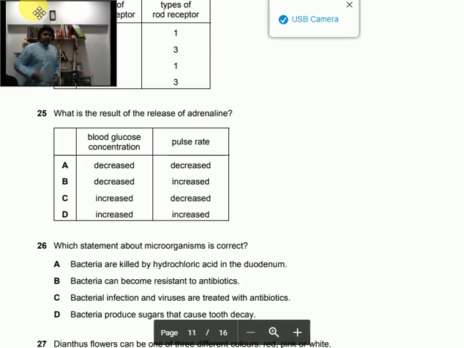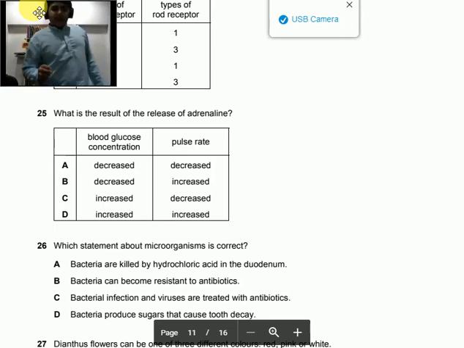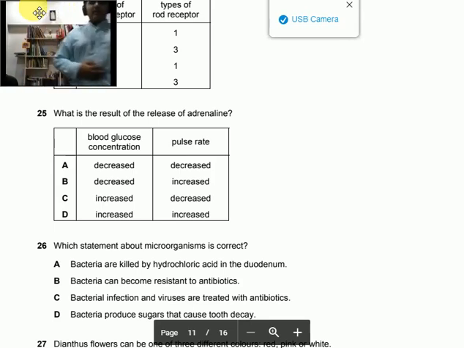So my pulse rate will increase. So I'd run faster, so fast. My adrenaline would increase, and so my heartbeat will increase. That means the pulse rate would increase, and the blood glucose concentration would also increase. That is why whenever you get scared, you also feel a bit hungry.